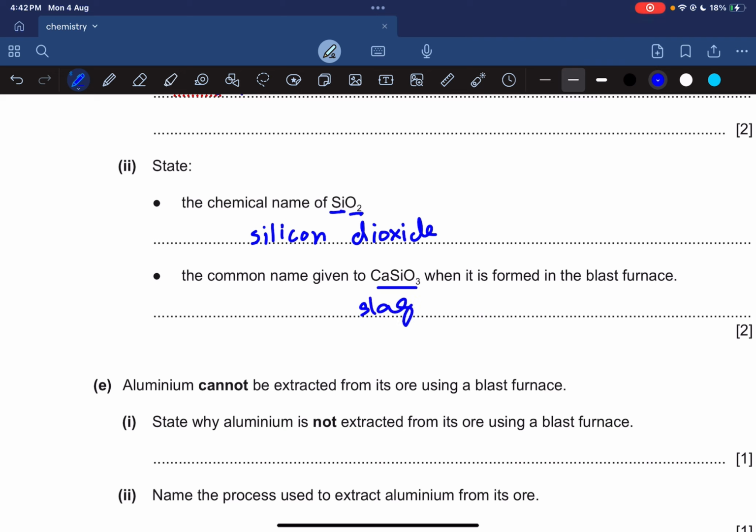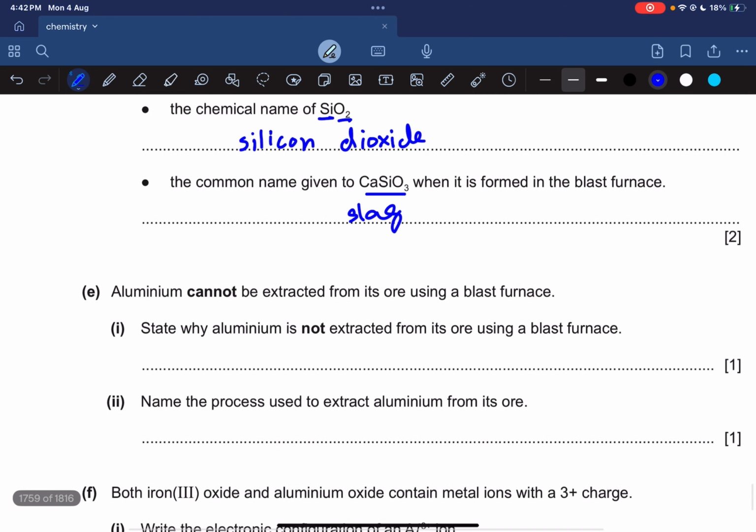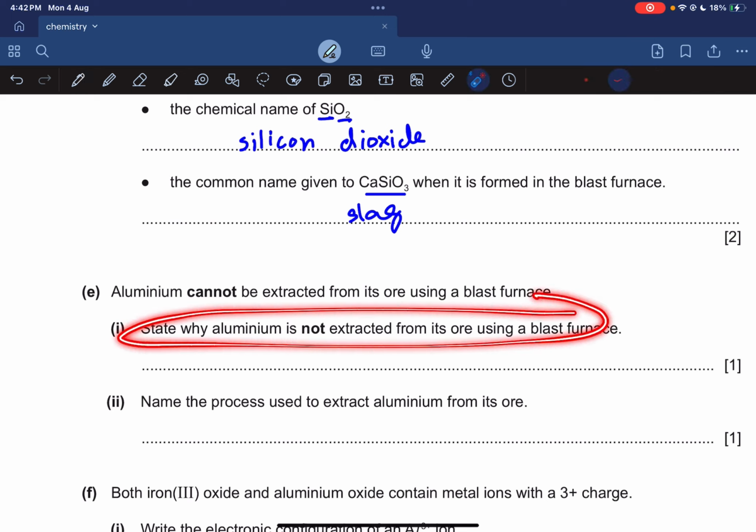Okay, aluminum cannot be extracted from its ore using a blast furnace. State why aluminum is not extracted from its ore using a blast furnace. Why? Because in a blast furnace, we can only reduce substances, we can only extract substances that are less reactive than carbon.